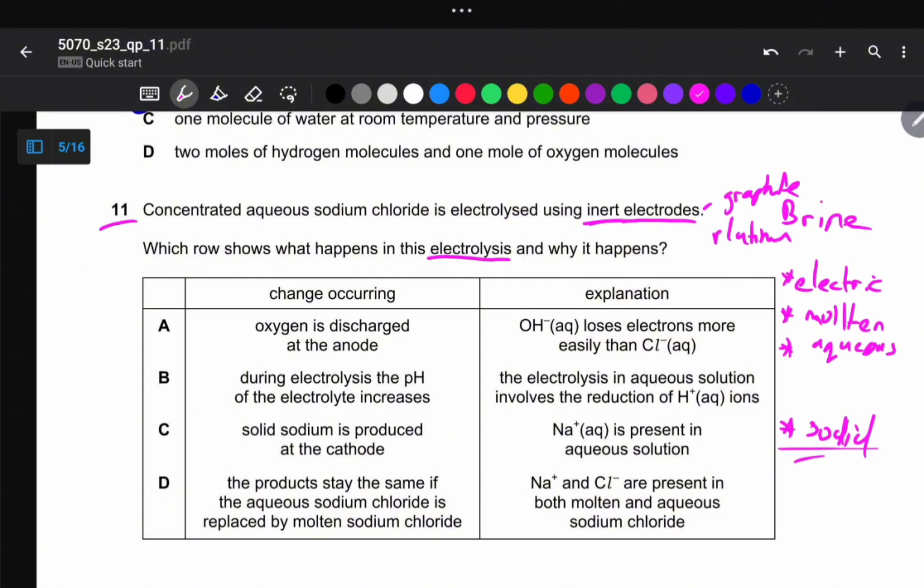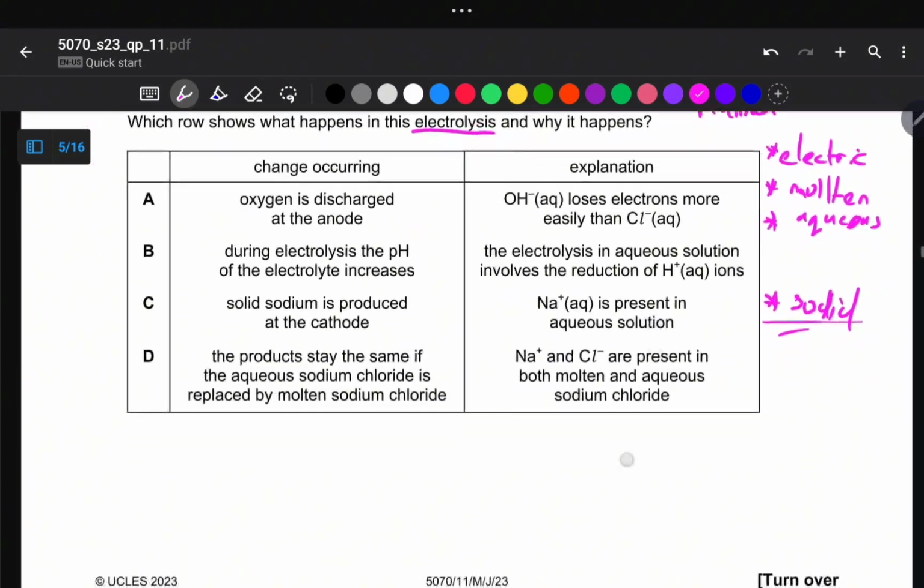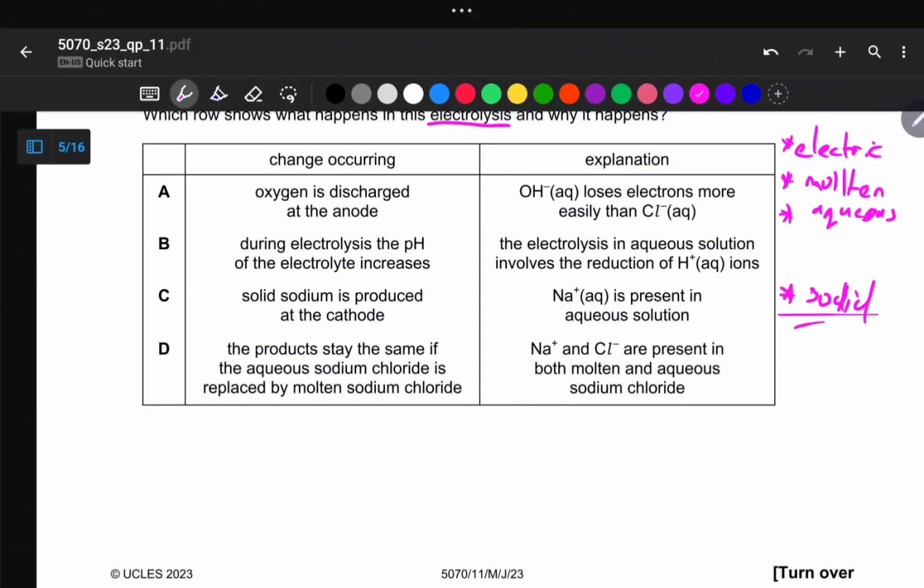So let us go into the question. Let me highlight the ions involved in the electrolysis of brine. Ions present: we've got anions, chloride and hydroxide, and then for cations we've got sodium and the proton, the hydrogen ion.